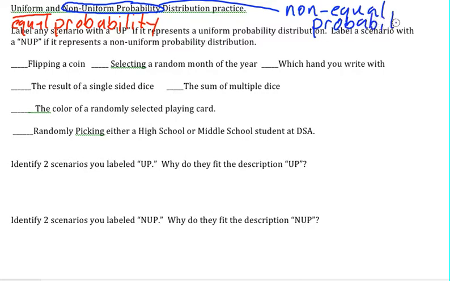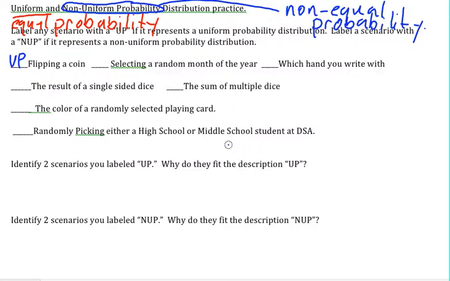We'll go through these situations here, whether or not they qualify as uniform or non-uniform, and then we'll take these couple of brief phrases and write a more specific description here. So flipping a coin. Sometimes you get heads, sometimes you get tails. Do you get one more than the other? No. The chances of getting heads and the chances of getting tails are equally likely. So we're going to call this a uniform probability situation. Let's just label it up.